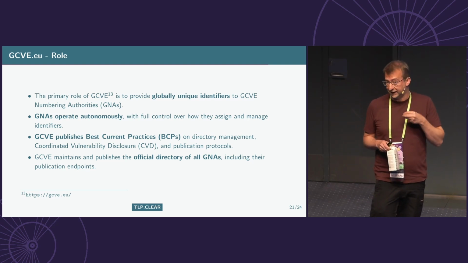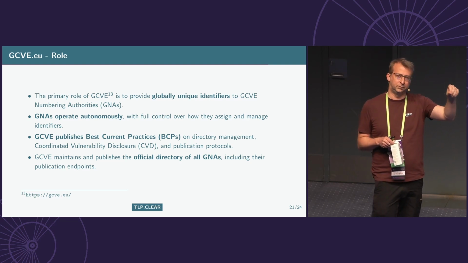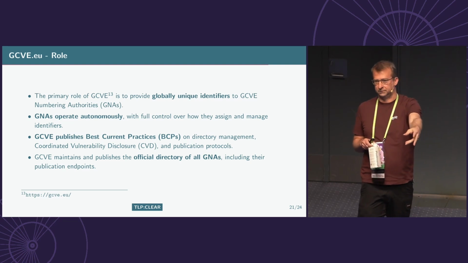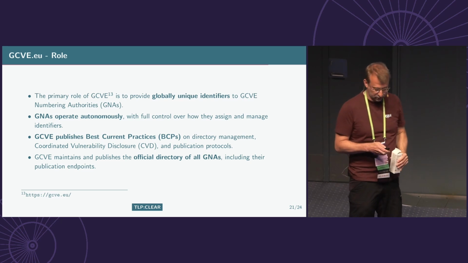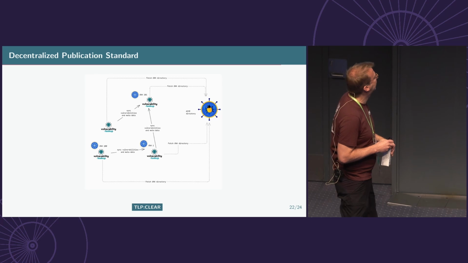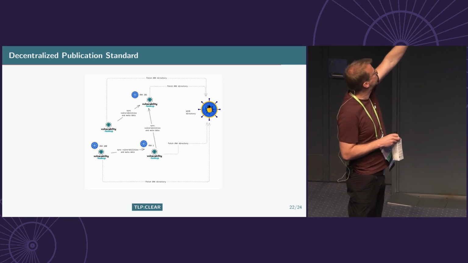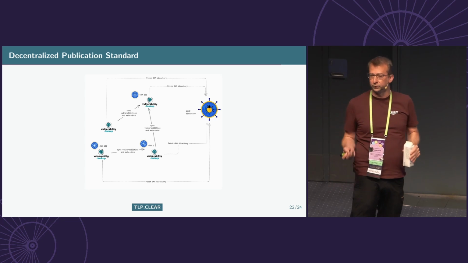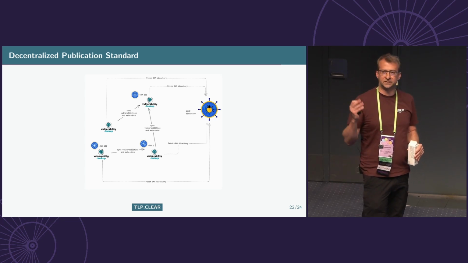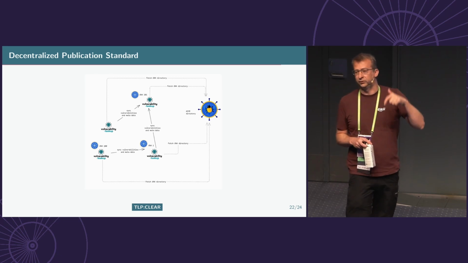And the most important aspect for us was that all of the GNAs are actually publishing a publication endpoint. And that publication endpoint, we have it in Vulnerability-Lookup. It's a way to have decentralized publications. So what you see there is actually different instances. Some are GNAs, some are not. And when you run a Vulnerability-Lookup instance, you fetch the directory automatically, and then you can decide from where you get the publications.